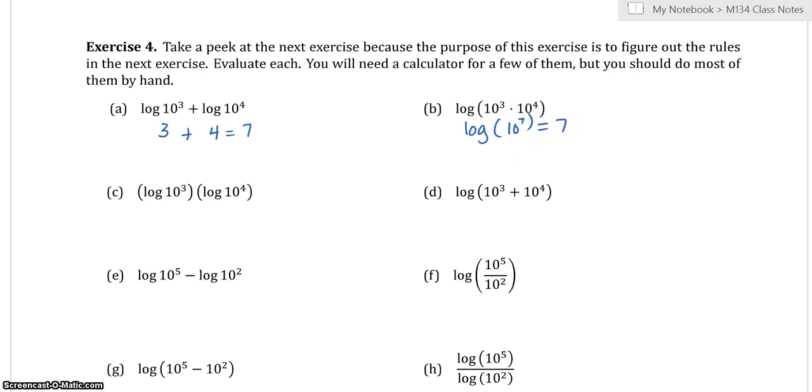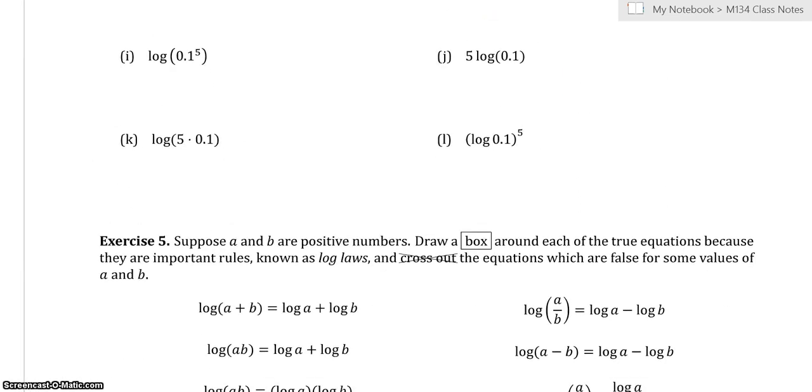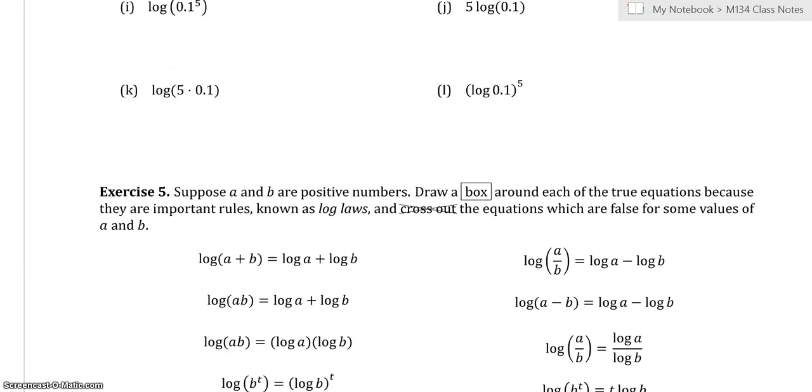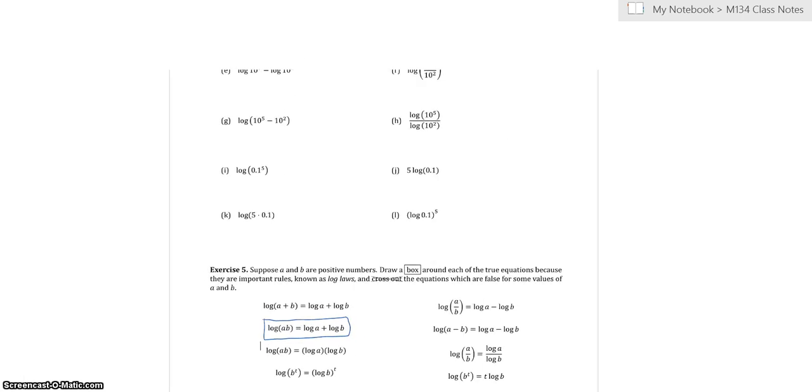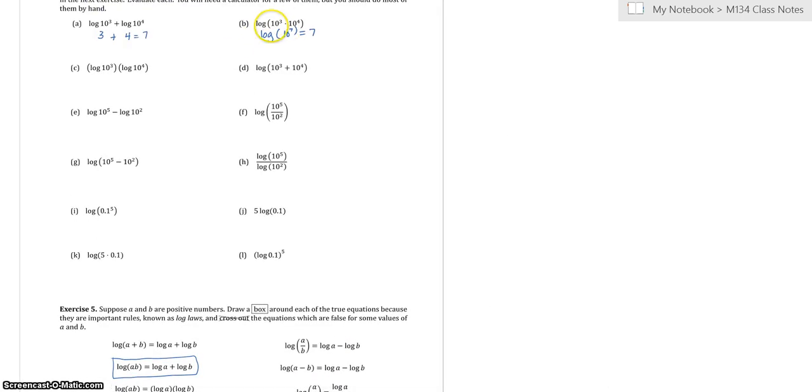These are the same. If you go back down to exercise 2, which one does that look like? It actually looks like this one. One side is multiplication and the other side is addition. Let's make that smaller so we can see both at the same time there. Notice this side is multiplication, a times b, where this is log of a plus log of b.